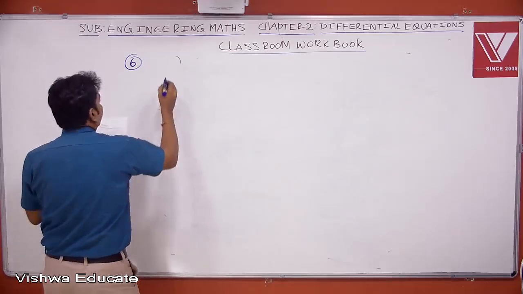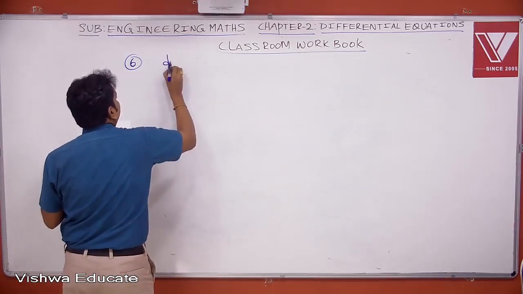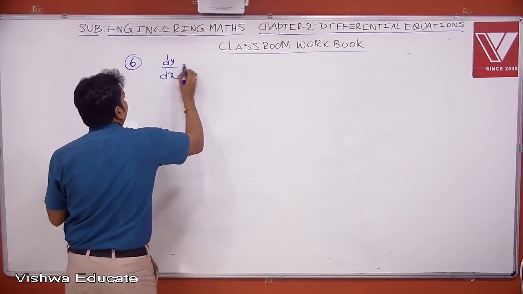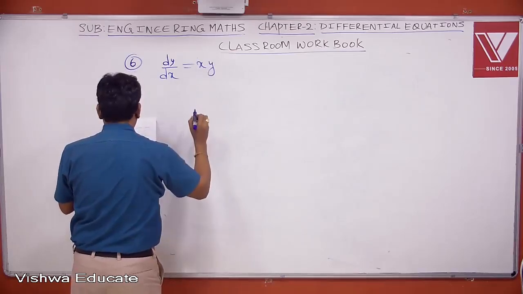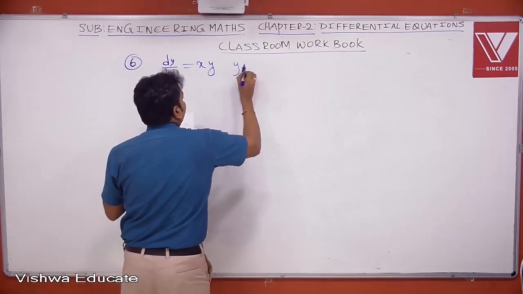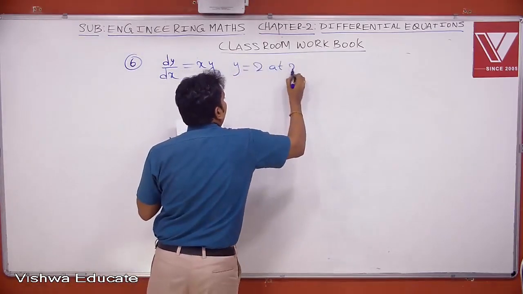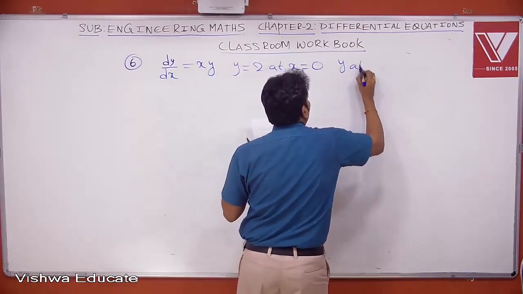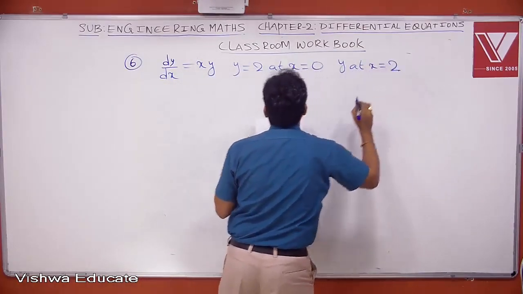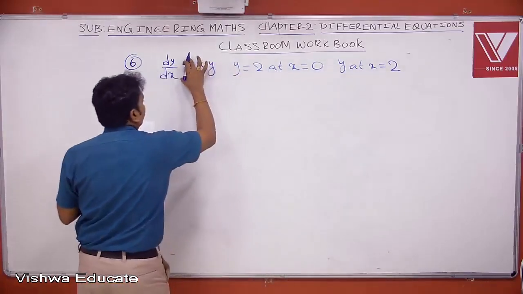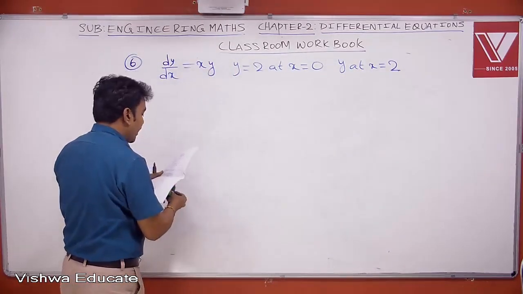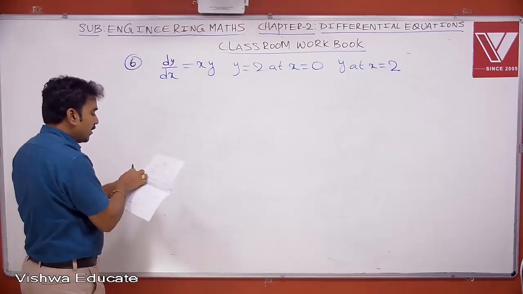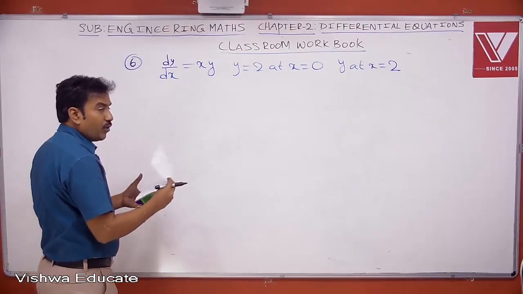Consider dy by dx equal to xy. If y equal to 2 at x equal to 0, then find the y value at x equal to 2. Boundary condition is given, equation is given, we need to find y value at x equal to 2. Options are given in terms of powers of e.